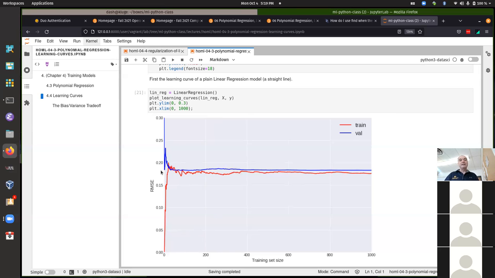So at some point, the performance on the validation, plotting the root mean squared error, becomes about the same as the performance on the data that we trained with, right? So it's doing just as well on the data that it hasn't seen as it's doing on the data that we use to fit the model with. Once we get up past 100 points or so, the root mean squared error that we're achieving is about 0.18 or so on the validation and the train.